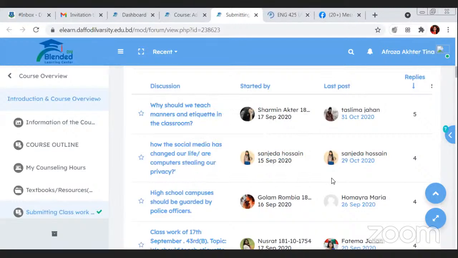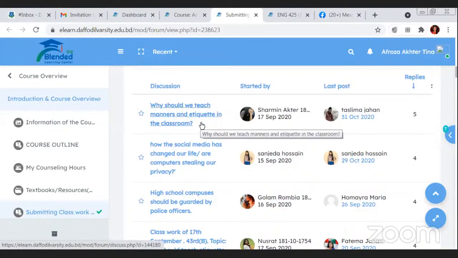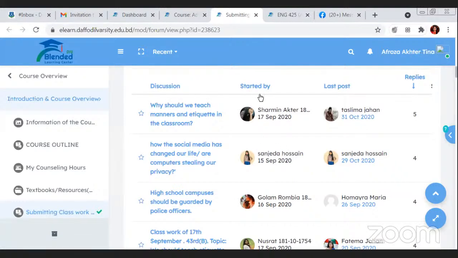Now, as you can see, the first one: why should we teach manners and etiquette in the classroom? Probably this was a topic in one of the classes, I guess. And as you can see, there are five responses. It was started by Sharmin Akhtar, and the last post was by Taslima Jahan, on 31st October. Under replies, in the right column, you would be able to see the number. So five students wrote regarding this topic.